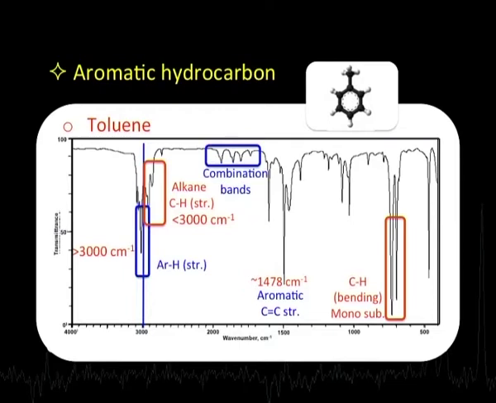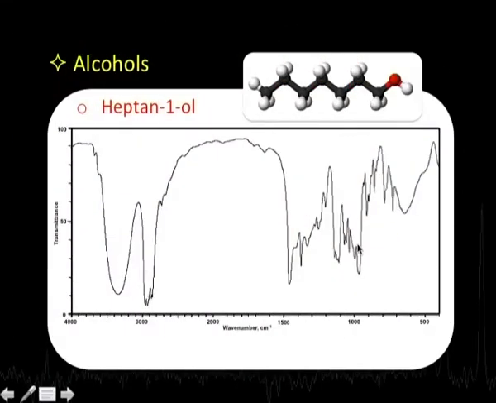Before we go there, there is one small set of signals here which is called combination bands. They are not very characteristic, but they are typically observed in certain aromatic molecules. Now, let us move further and take up yet another class of molecules, that is alcohols. So, the spectrum shown here is that of heptanol, that is heptan-1-ol.